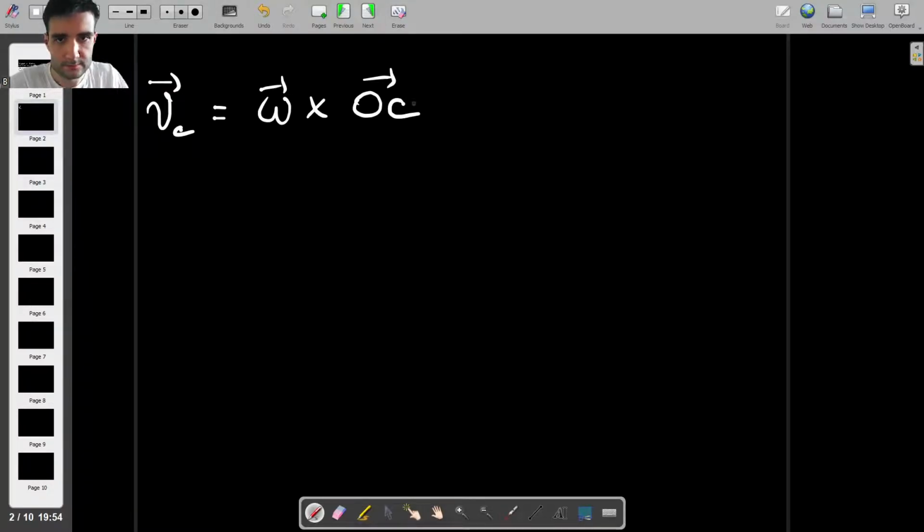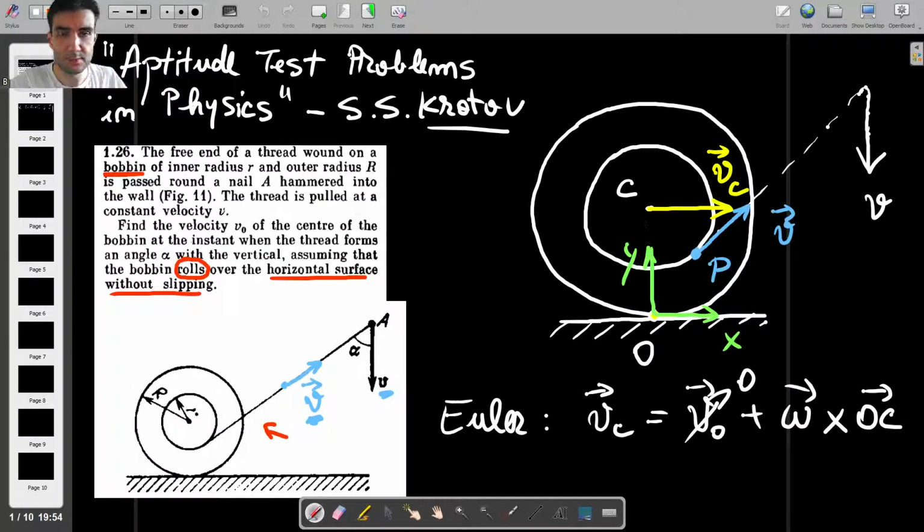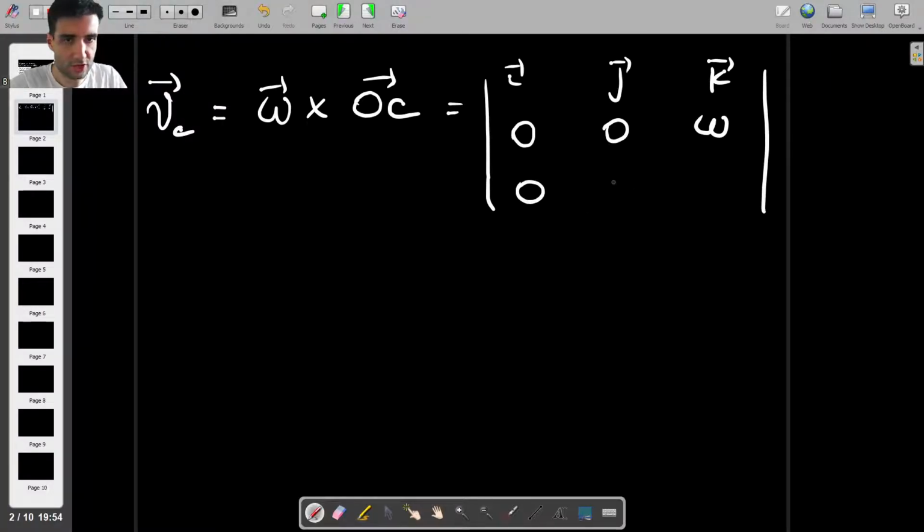cross OC, right? And this is a determinant. So this is going to be I, J, and K. And then again, I don't know what direction omega has, but by default, I'm going to consider it to be positive. And then OC is the position vector of point C with respect to O. And that's just capital R, right? That's what the problem tells us. It's this R right here. It's capital R and it only has a J component because it's purely in the Y direction.